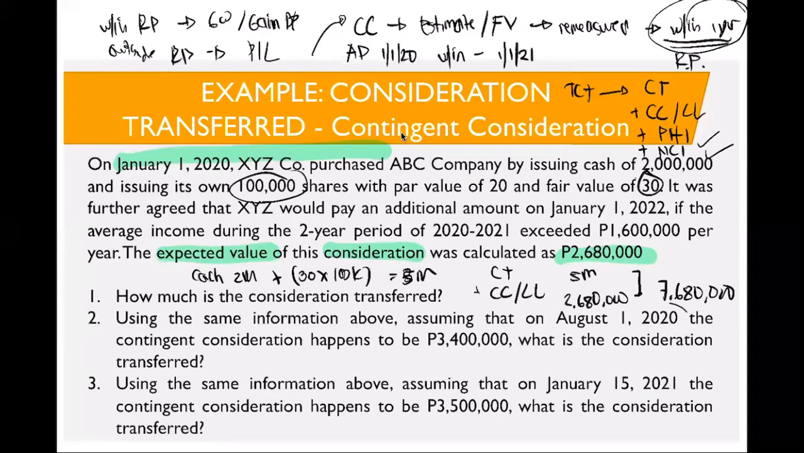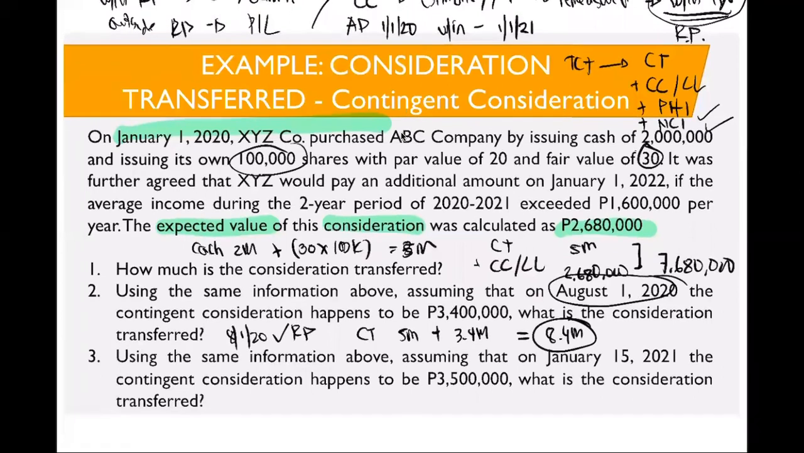Now, there is a remeasurement on August 1, 2020. Should we remeasure it? Yes, because August 1, 2020 is within the remeasurement period. Therefore, consideration transferred of 5 million plus the contingent consideration remeasured now at 3.4 million. What is the total consideration? 8.4 million. Okay? So what happened here, guys? Again, it is within the remeasurement period. So from January 1, 2020 to January 1, 2021, August 1, 2020 falls within it. Therefore, we need to change our contingent consideration.